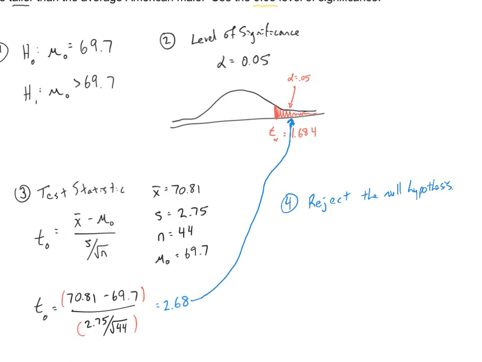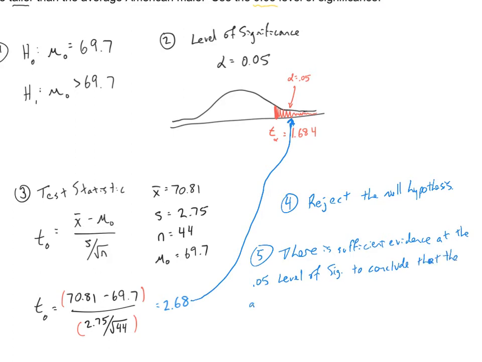Okay. And then our fancy sentence, step 5. There is sufficient evidence at the 5% level of significance, I'm just going to abbreviate significance, to conclude that the average height of the presidents, 44 of them, is taller than the average American male. Okay, so there's a fancy sentence.